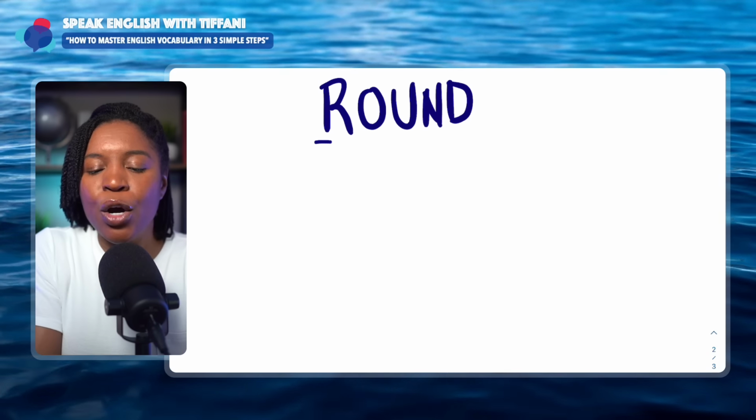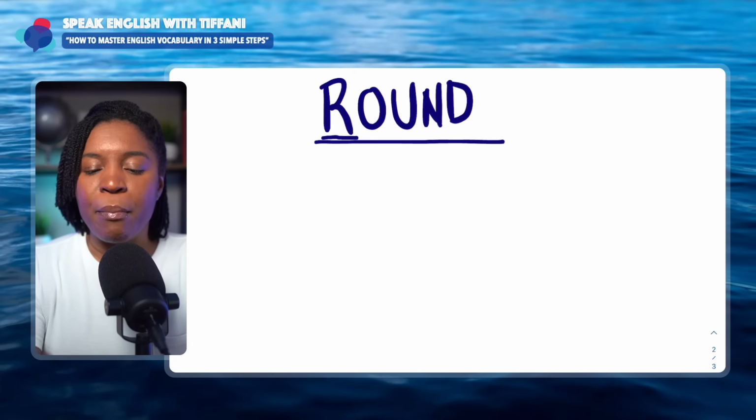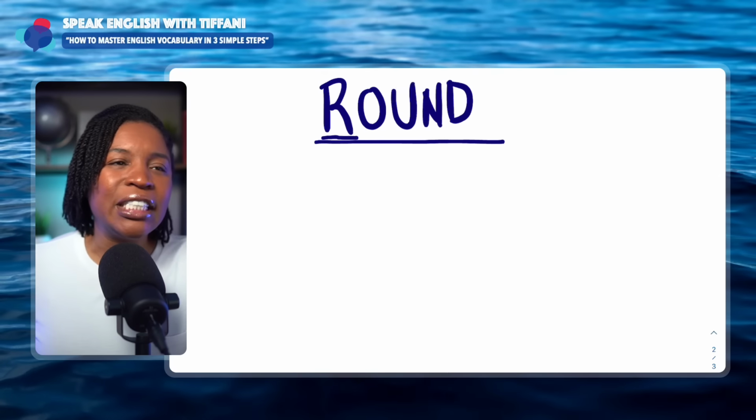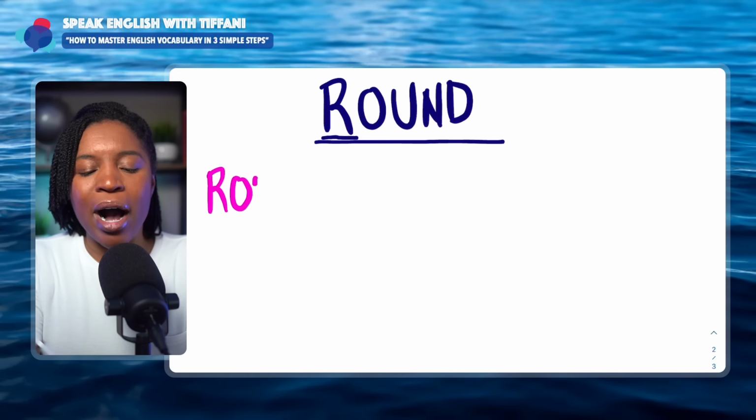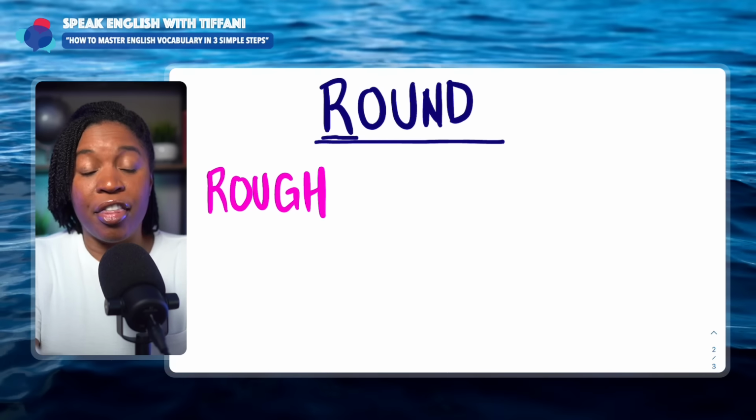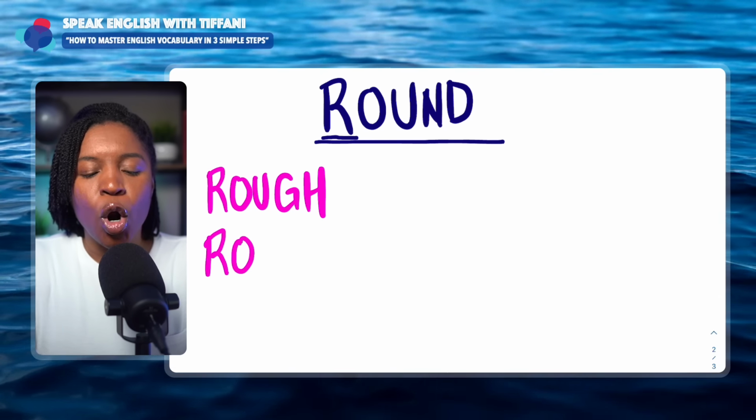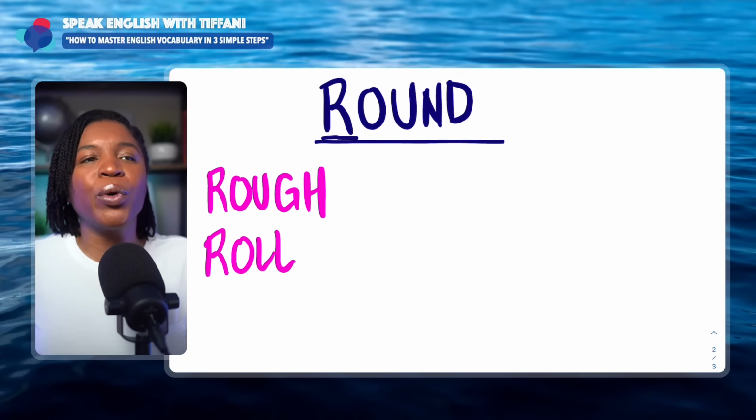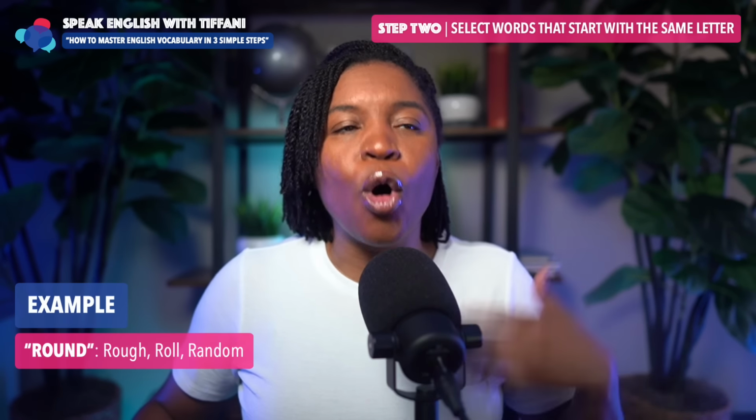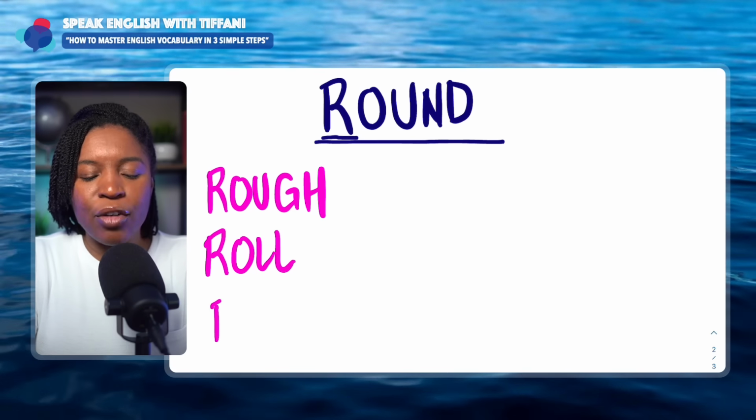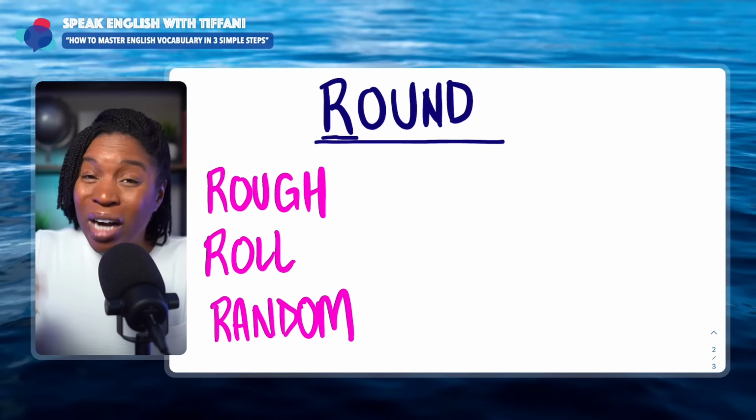This is the main word. Then again, looking at the first letter being R. So what is the first word? We have the first word being rough. Then the next word, again, we have is roll. Again, remember, we're just using the words that we have right here. Rough, roll, and random. All right. And the final word being random. So what's the connection?